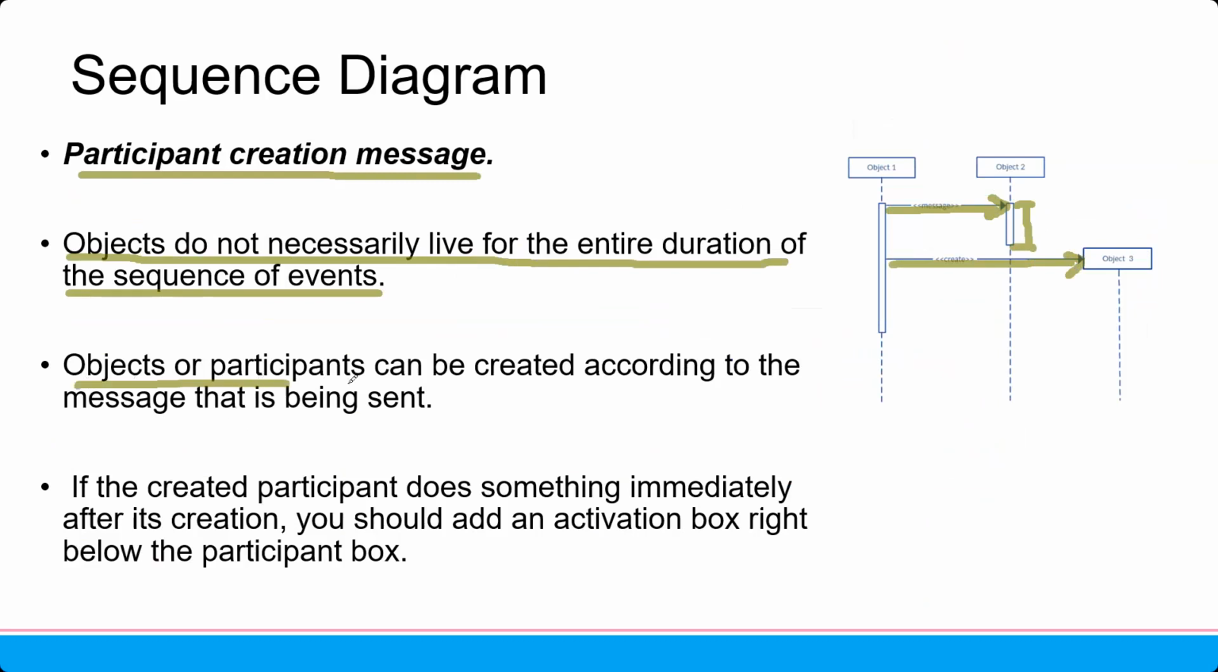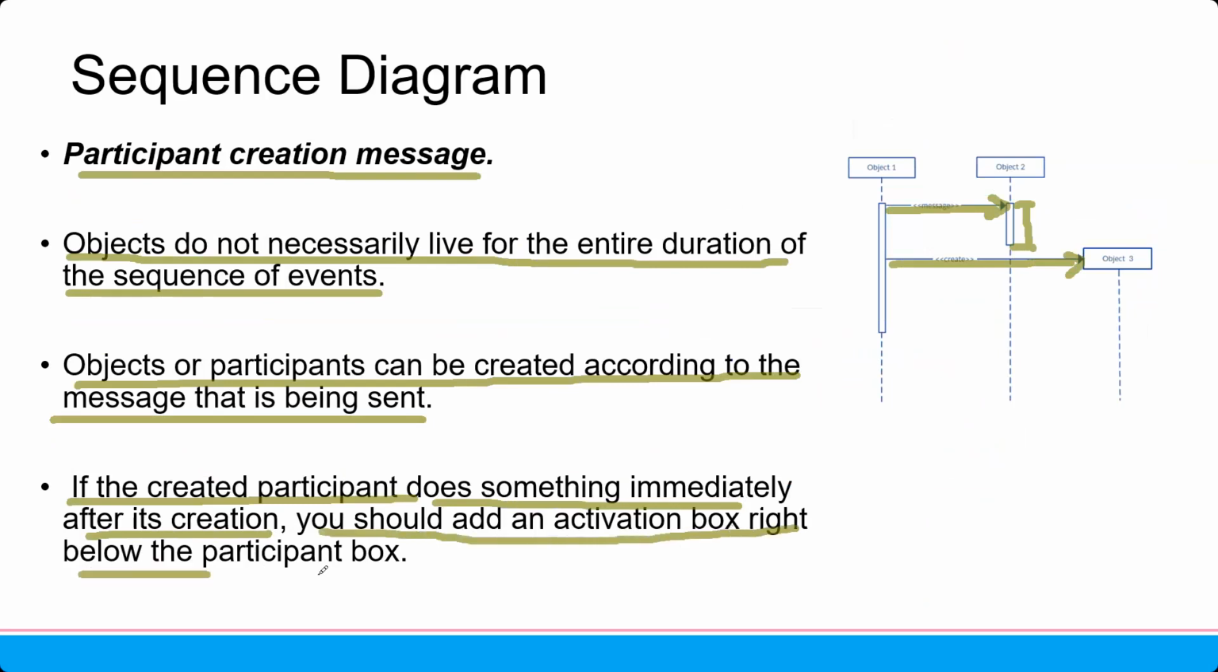The objects or participants can be created according to the message that is being sent. If the created participant does something immediately after its creation, you should add an activation box right below the participant box. So if we need to do something here, then you may need to make a kind of box.